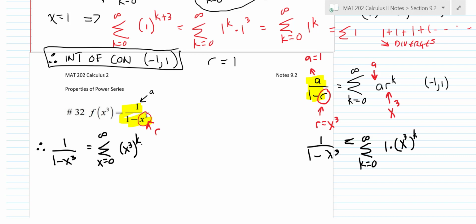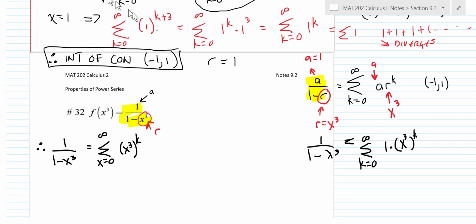So we've got to think about what test we might want to use. You can use a ratio test on this, but there's a better test for this situation. What do you think? Root test. Why root test? It's got a k power. The whole thing's got a k power.